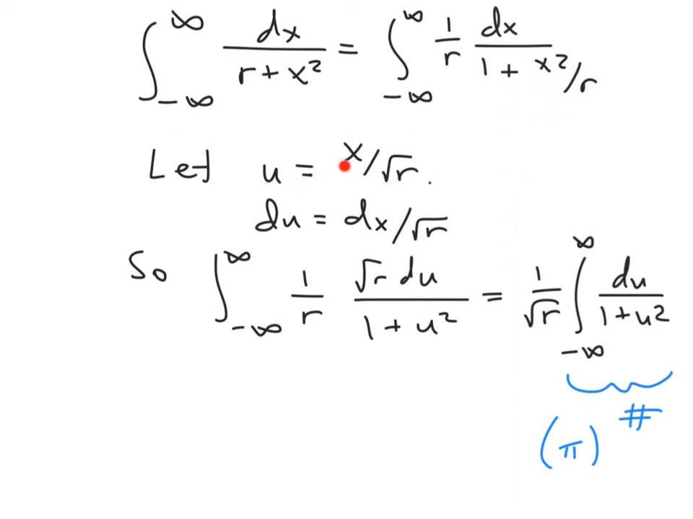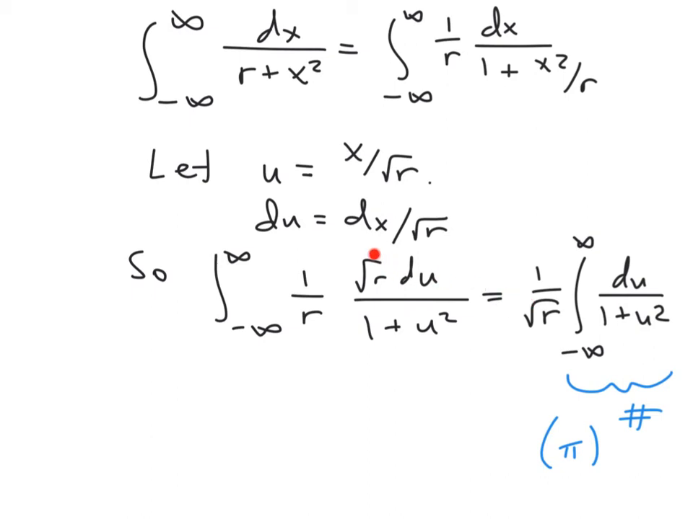I'm going to let u equal x over the square root of r. And that tells me that du is dx over the square root of r. So then dx is equal to the square root of r du. So I substitute in square root of r du where there was a dx. And I substitute in u squared for x squared over r. And so this is now what the integral is equal to: 1 over r, square root of r du over 1 plus u squared.